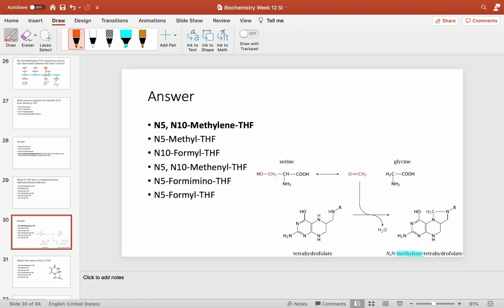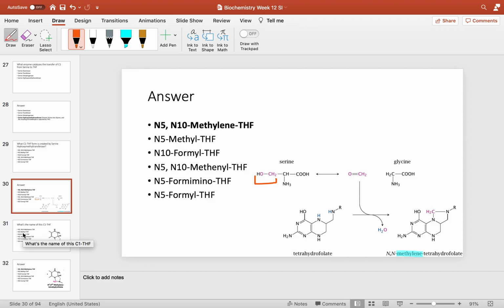And we see here in this reaction, the serine hydroxymethyltransferase will take off this part of serine, and the formaldehyde will be captured by THF. Oxygen will leave as water, and we'll be left with a CH2 that attaches to both the nitrogens. So we get N5N10 methylene THF.